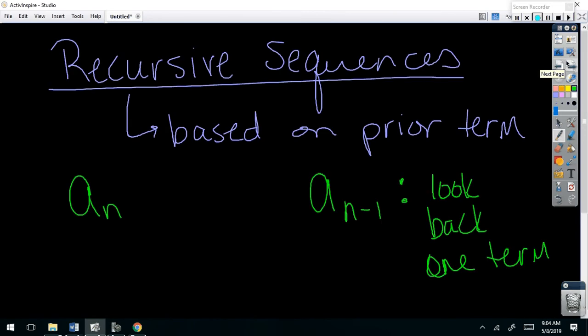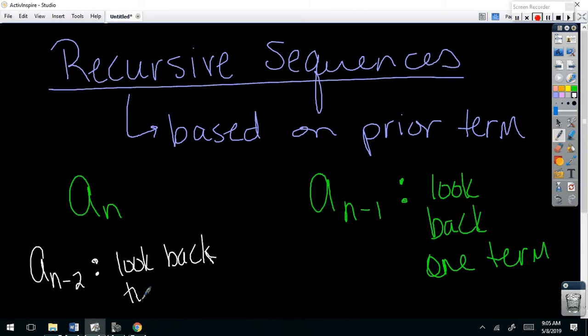Our test is Friday. While I'm here, if I said a sub n minus 2, that would mean look back 2. You see what I'm saying? Looking forward would be a sub n plus 1, but you won't do that because you haven't figured those out. You'll be writing rules based on the term before it.